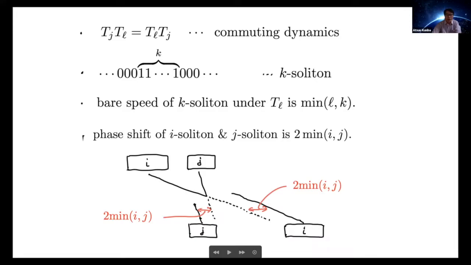If you have consecutive k balls, enough separated from other things, then it will be a k-soliton. And the bare speed of a k-soliton, without interaction with any other parts, under the dynamics T_L is min(L,k). And the phase shift of the collision of an i-soliton and a j-soliton is twice min(i,j). So it is schematically shown like this.